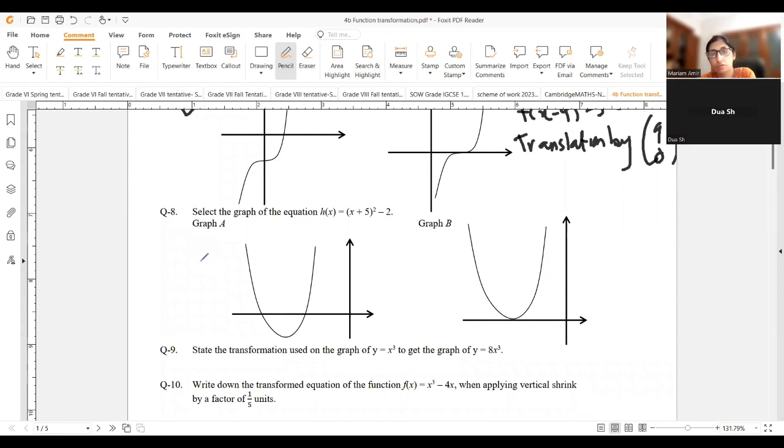Select the graph of the equation h(x) = (x + 5)² − 2. Which is the graph? A. Graph A, yes, because it's going 5 left and then 2 down. So yes, Graph A.